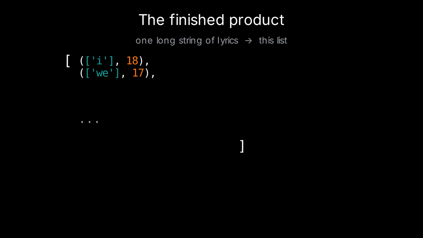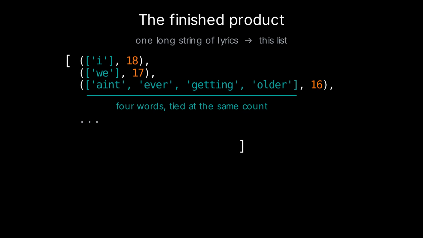Before writing any code, picture the finished product. The song is one long string. What we ultimately want handed back looks like this: a list where the first entry says the word I occurs 18 times, the next says we occur 17 times, and the next says the words ain't, ever, getting, and older each occurs 16 times. That's 4 different words tied at the same count. Notice that ain't has lost its apostrophe because the lyrics were cleaned up first.